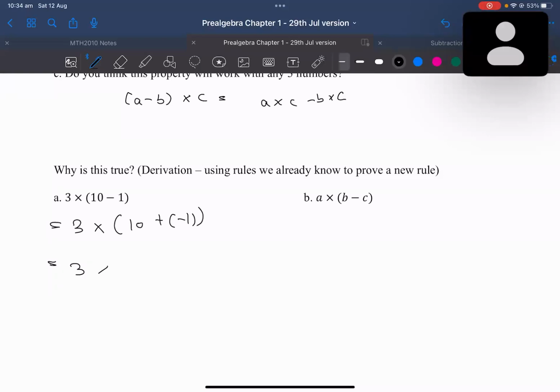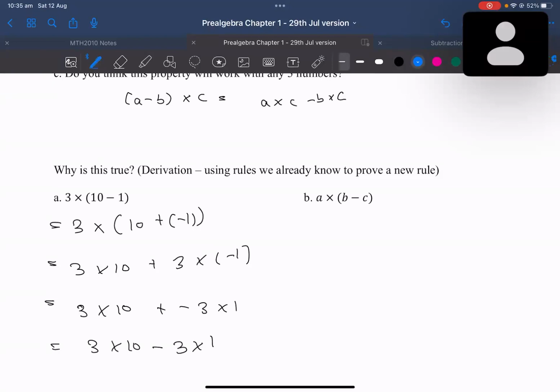All right, so it's 3 times 10 plus 3 times negative 1. So far, so good. And then 3 times 10, actually, I'm not going to calculate that, but that becomes 3 times 10. And then 3 times negative 1, what does that become? Negative 3. Yeah, so it's plus negative 3. If I'm adding a negative, what does that become? Adding a negative is subtraction. So if I'm adding a negative number, that becomes the same as subtraction: 10 minus 3 times 1.